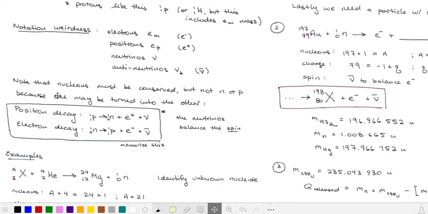An interesting point to note is that the total number of nucleons has to be conserved, but neutrons or protons individually aren't conserved, because in nuclear reactions we can change one to the other, either a proton to a neutron or a neutron to a proton.